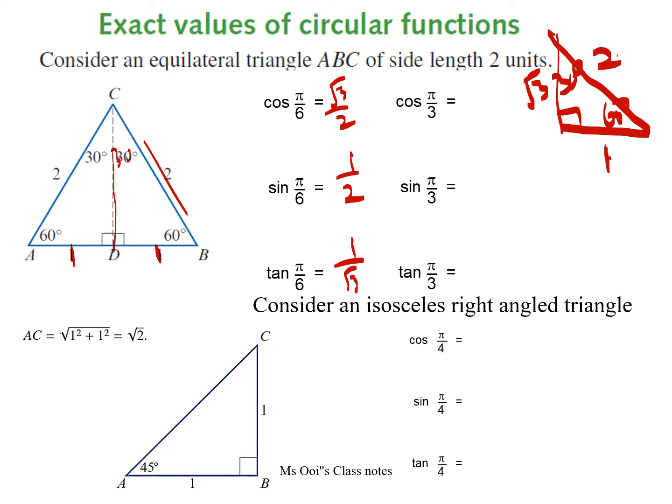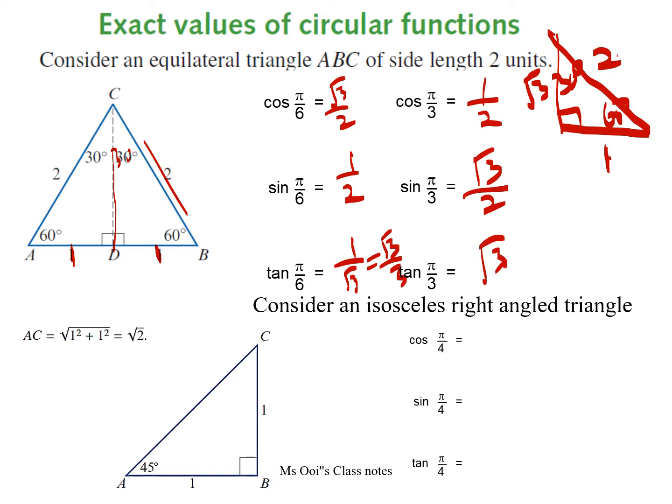And cosine pi on 3, which is 60 degrees. Cosine is adjacent over hypotenuse, which is 1 over 2. Sine pi on 3: opposite is root 3, and hypotenuse is 2. Tangent pi on 3 is root 3 over 1, which is root 3. By the way, this one can be written as root 3 over 3 as well. You can rationalize by multiplying by root 3, and root 3 times root 3 will be 3.